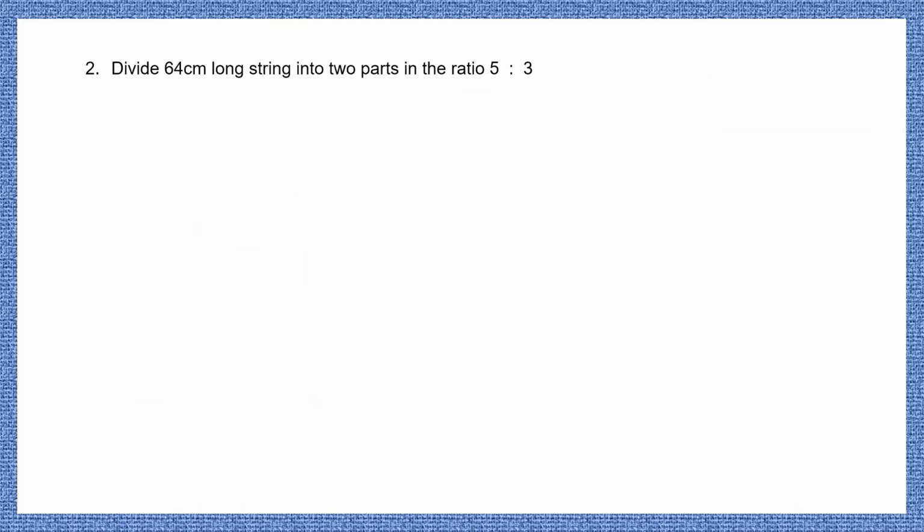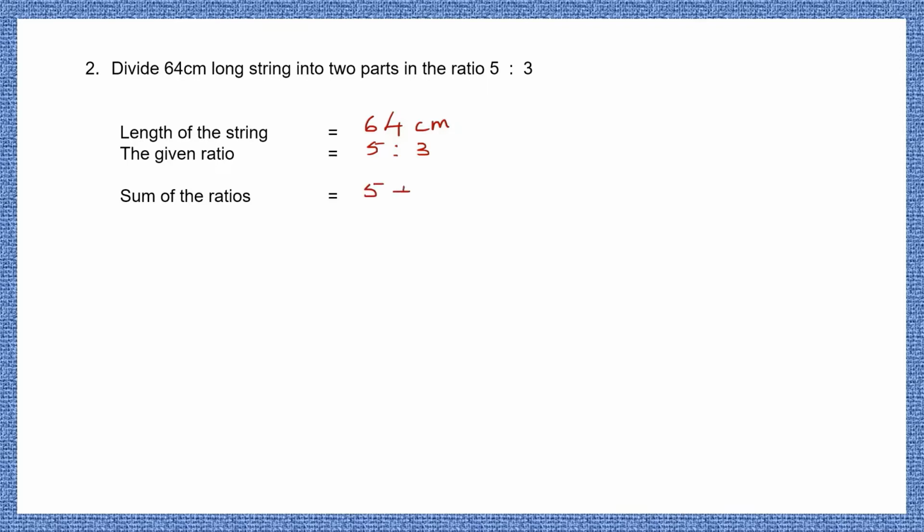Question 2. Divide a 64 centimeter long string into two parts in the ratio 5 is to 3. So what is the length of the string? 64 centimeters. What is the given ratio? 5 is to 3. Now we need to find the sum of the ratios. That is, we add up 5 plus 3, we get 8.